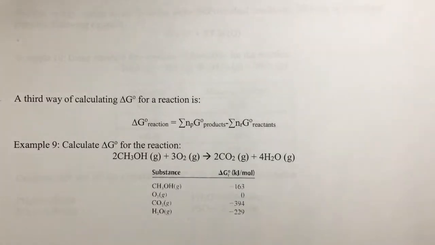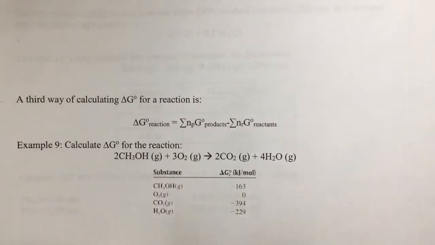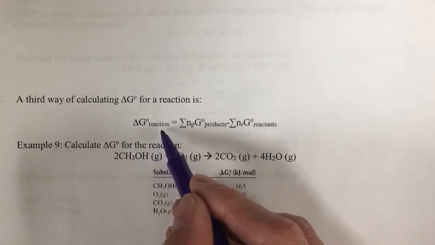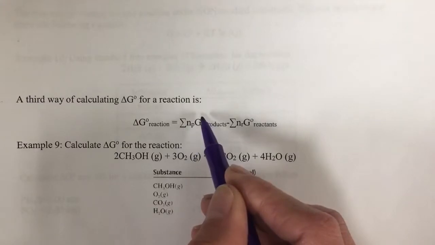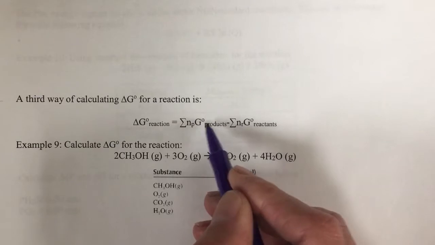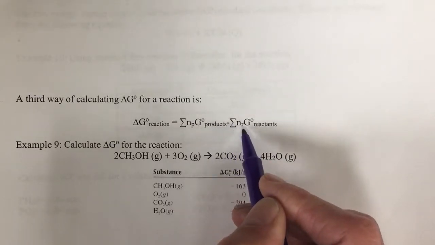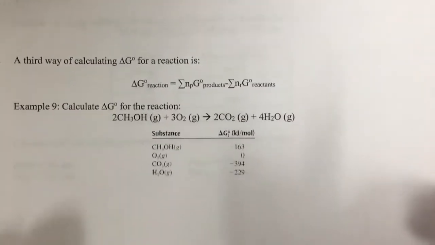We've already used this method to calculate delta H. We've already used this method to calculate delta S. So what we can do if we're given standard values for delta G is we can say that the delta G for our reaction is the sum of the moles of our products times the G for our products minus the sum of the moles of our reactants times the G for our reactants. So that's what we're doing in example 9.